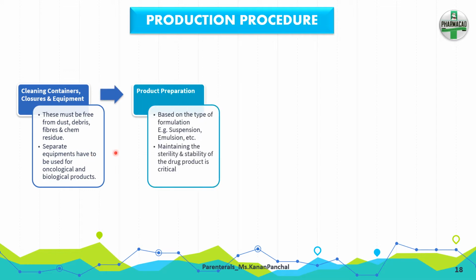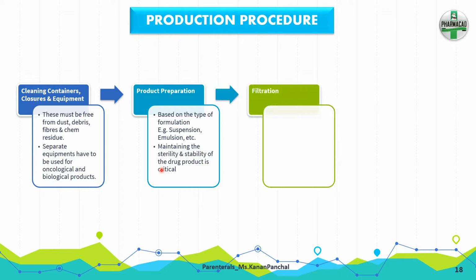The next step is obviously product preparation. You have to prepare a product depending on the type of formulation. So if it's a suspension, you have to follow steps for a suspension. However, all of this has to happen in aseptic conditions since it's a sterile product. Now here, maintaining the stability as well as sterility of the product is very critical. The next step here is filtration. We shall discuss filtration in detail in the upcoming slide.